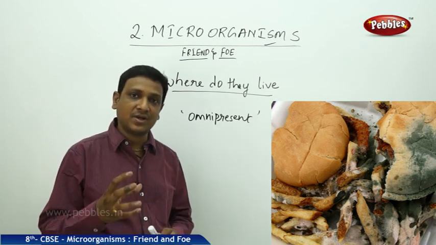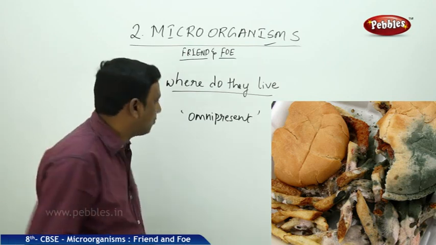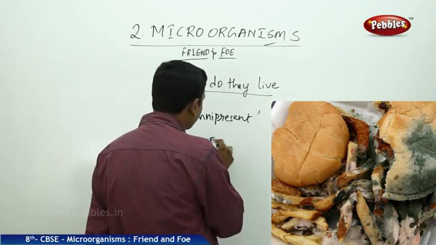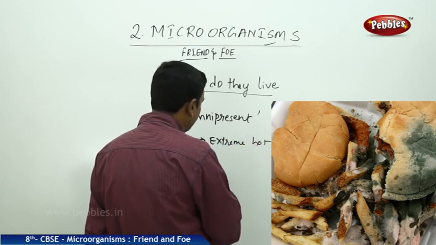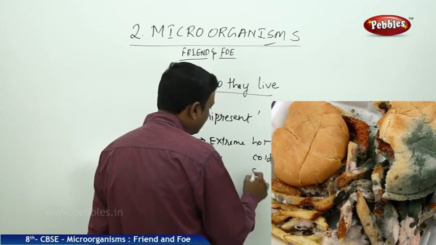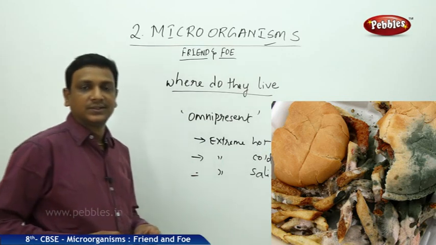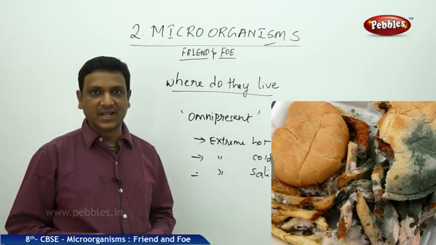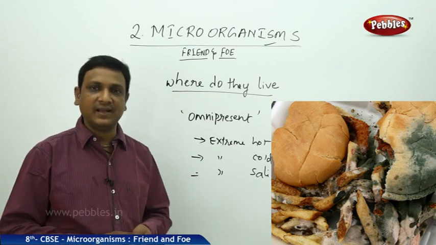Certain microorganisms are able to live in very salty conditions. So they can live in extreme heat, extreme cold, and extreme saline conditions, salty conditions. So they can be present in any environment. That is the place where they live.